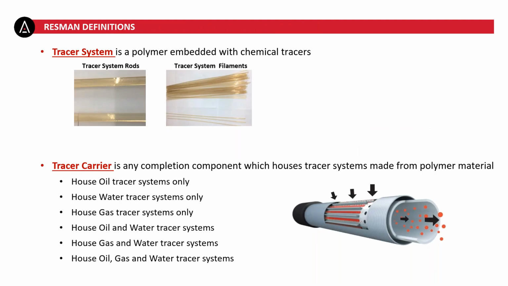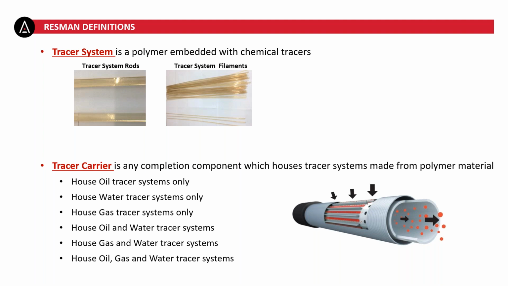So now, just to get some definitions out of the way, I'd like to explain that the tracer system is a polymer that is embedded with a tracer, and the tracer itself is an organic, non-toxic chemical that we take and embed into the polymers, into the polymer rods, and then this together is called a tracer system. Now, this tracer system is then integrated into a carrier, and the carrier is what would fit into your completion string, and it's what would carry the tracer systems down into the wellbore.